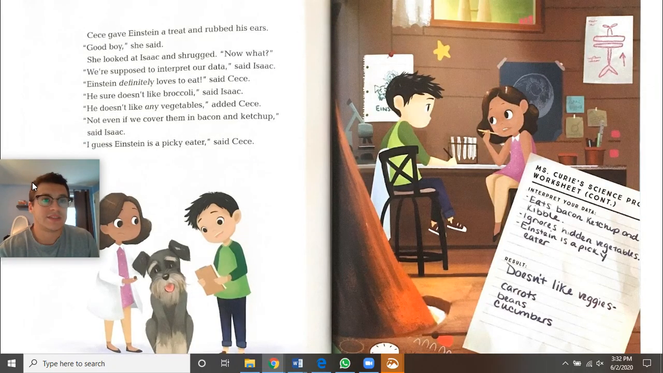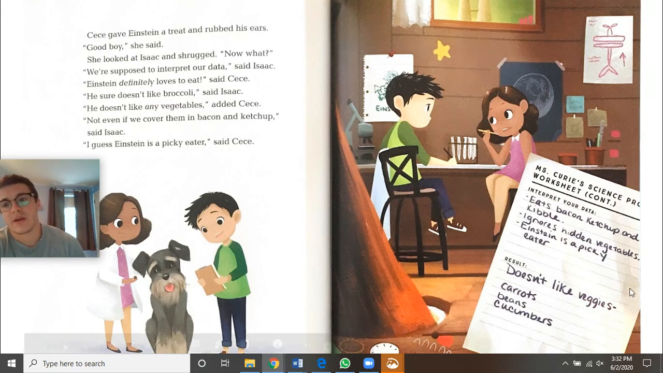Cece gave Einstein a treat and rubbed his ears. "Good boy," she said. She looked at Isaac and shrugged. "Now what? We're supposed to interpret our data," said Isaac. "Einstein definitely loves to eat," said Cece. "He sure doesn't like broccoli," said Isaac. "He doesn't like any vegetables," added Cece. "Not even if we cover them in bacon and ketchup," said Isaac. "I guess Einstein is a picky eater," said Cece.